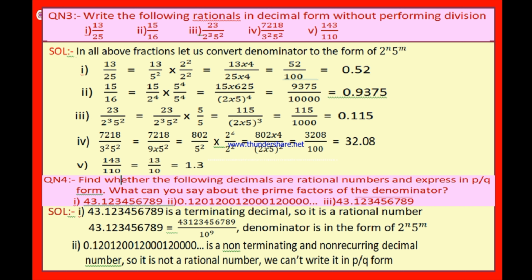Since it is not a rational number, you cannot write it in the form of P by Q. Whereas if you observe the third bit, it is a recurring decimal. Non-terminating recurring decimal. Third bit is a non-terminating recurring decimal. Since here you can observe recurring, this is the symbol for recurring. Since it is non-terminating and recurring, it is also a rational number. You can write it in the form of P by Q.